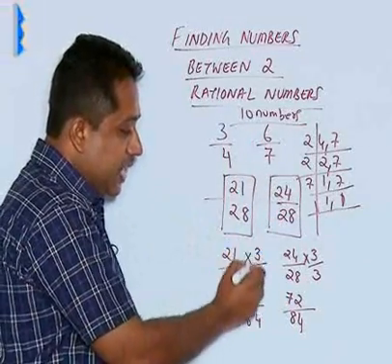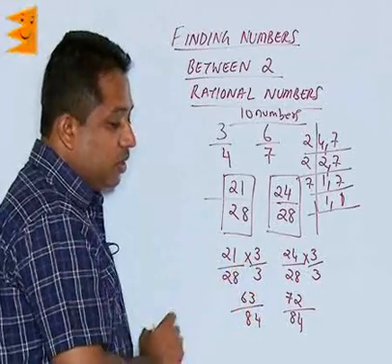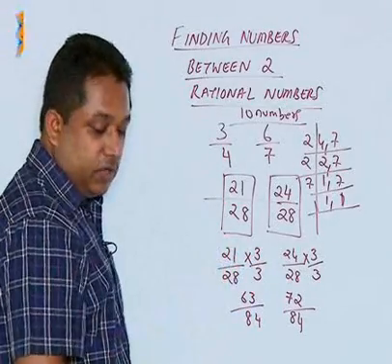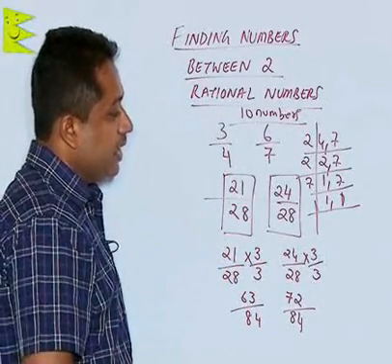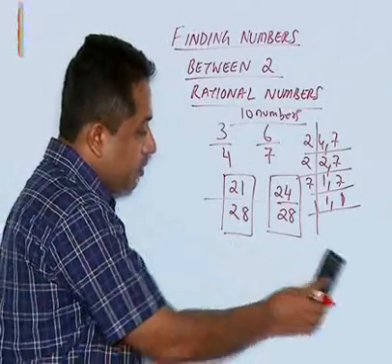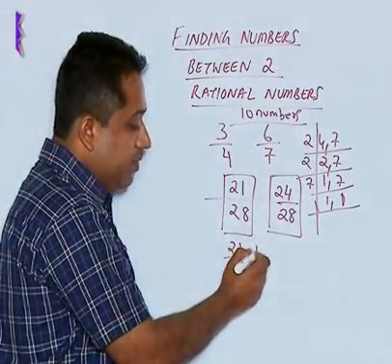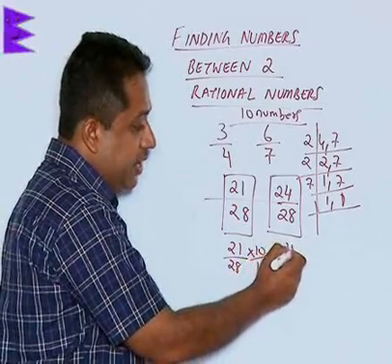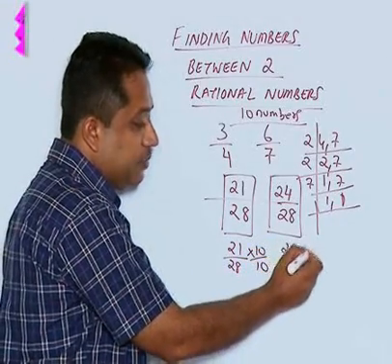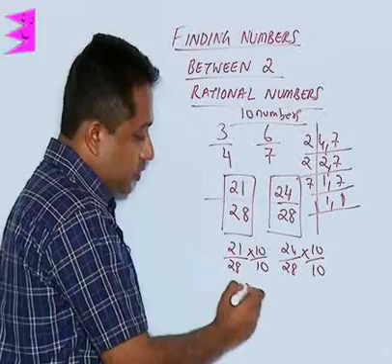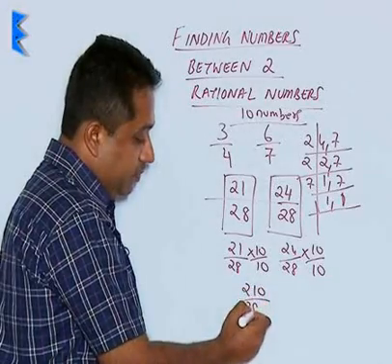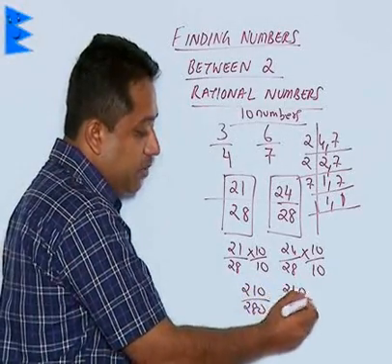So the number that we have chosen is small. So we have to take a higher value. Let's say we take 21 by 28 and multiply and divide by 10, and 24 by 28, multiply and divide by 10. So here we get 210 by 280. Here we get 240 by 280.